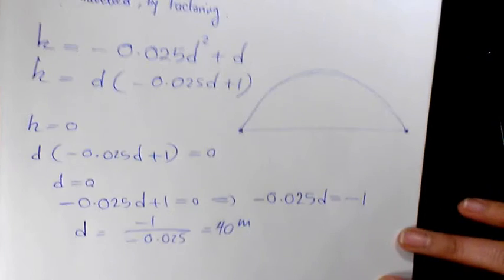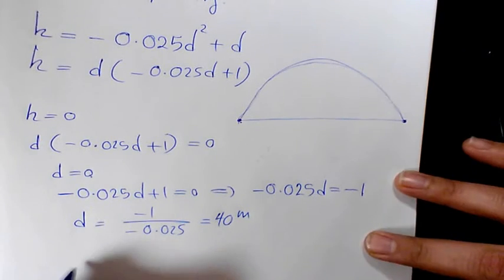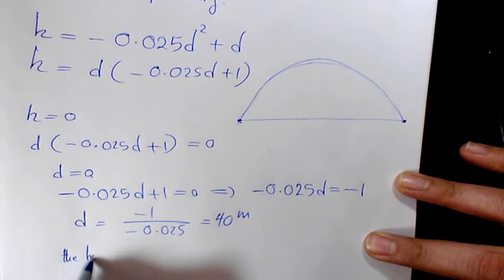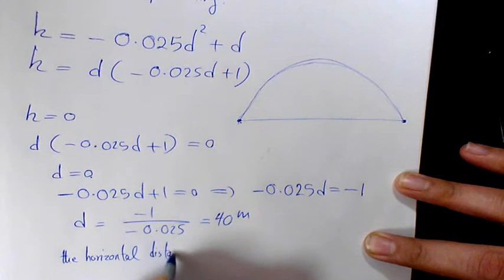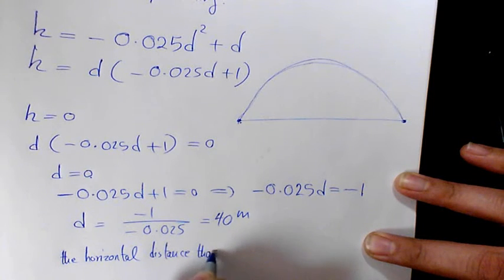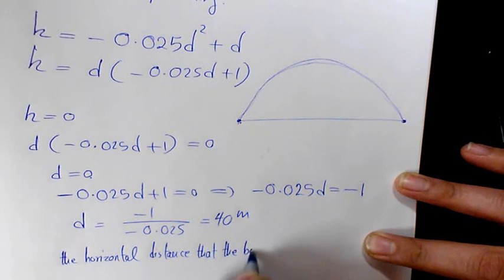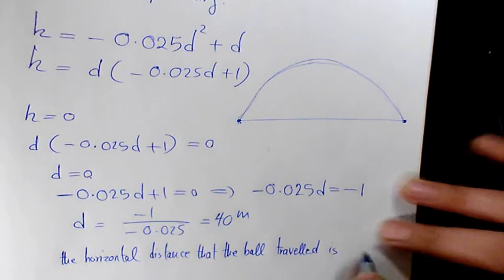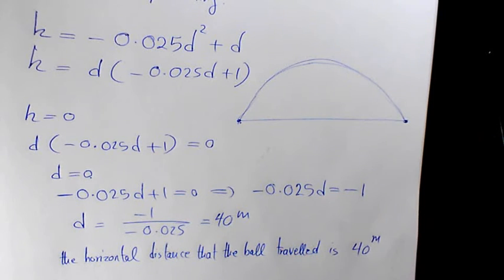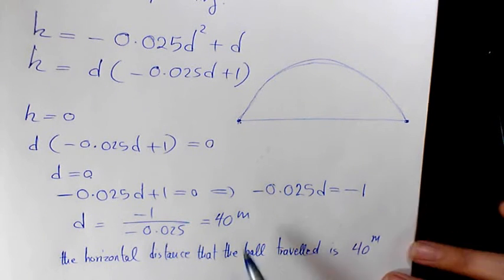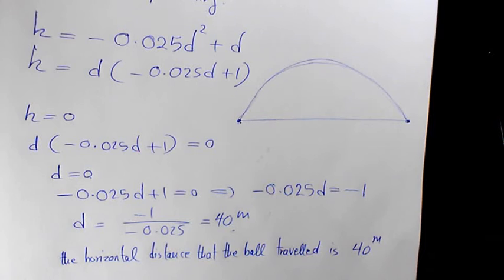So I'm going to say the horizontal distance that the ball traveled is 40 meters. For application questions, you always need to write a statement at the end. This is basically the conclusion. The final answer shouldn't be just a number. You need to write something like a conclusion or therefore statement.